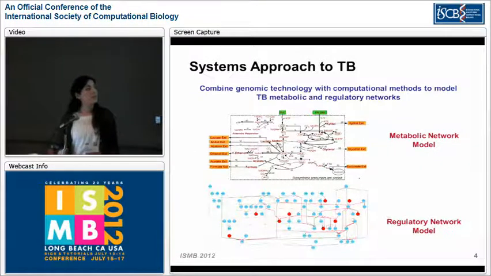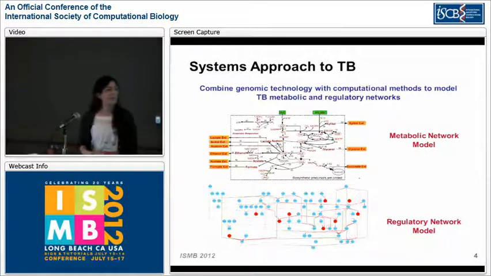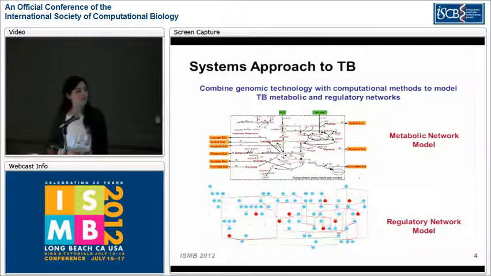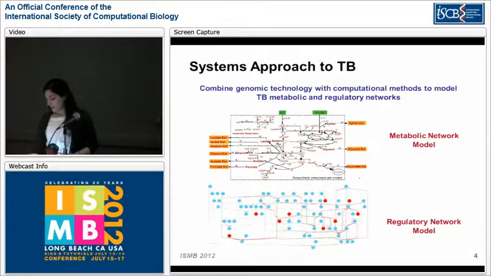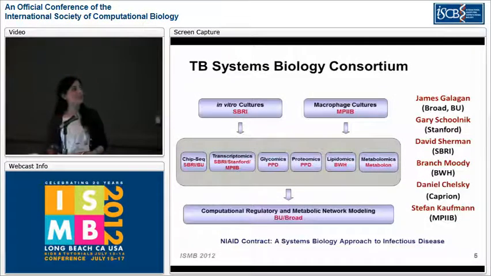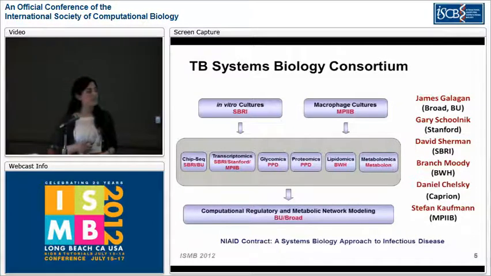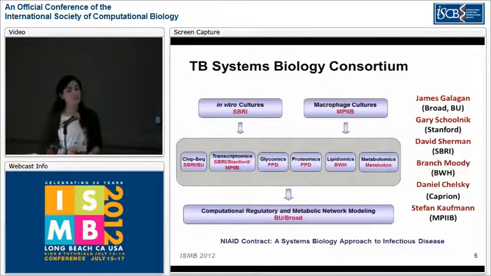Ideally, that will mean that we would like to develop predictive models, not just for the metabolic network, but also for the regulatory network of TB. This is done through a collaborative effort between Boston University, Harvard, MIT, Broad Institute, Stanford, Seattle Biomed, and several other labs to do comprehensive profiling on transcriptomics, glycomics, several omics data, and ChIP-seq of TB regulators, not just on in vitro cultures, but also from macrophage cultures. Our lab in particular performs the ChIP-seq of TB regulators and performs all the computational analyses and integrations of data sets.